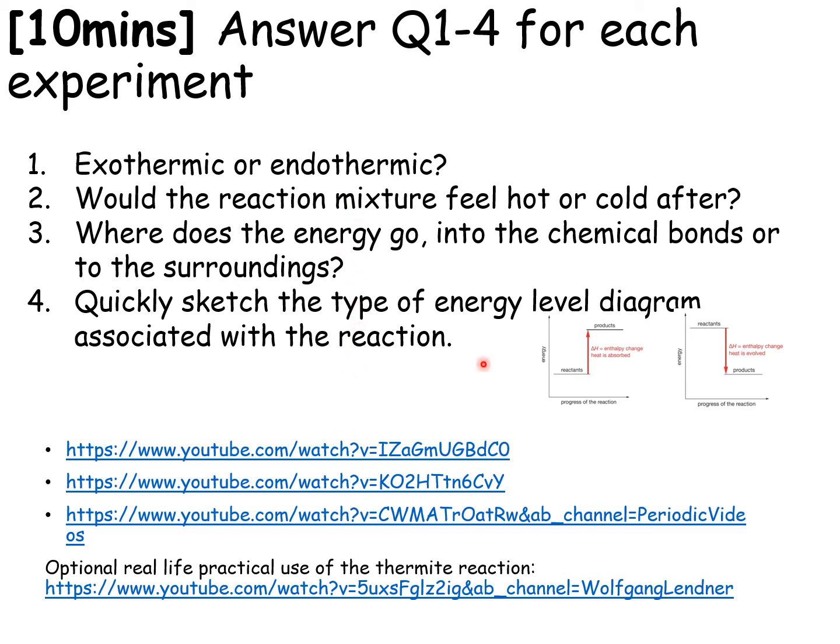then answer the 4 questions. Your 4th question here, you'll be drawing one of these energy level diagrams for the answer. And it's just a quick sketch. I'd suggest instead of writing energy, write chemical energy, because it does specify that. That might help. There's also an optional real-life practical use of the thermite reaction video, and this just shows the thermite reaction in welding of railway tracks. You don't have to watch it, but it's pretty interesting, I thought.